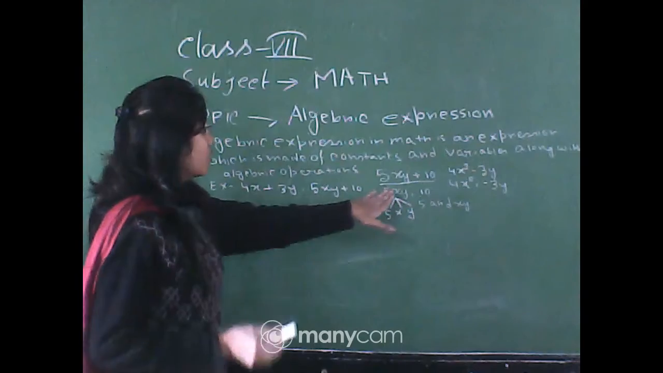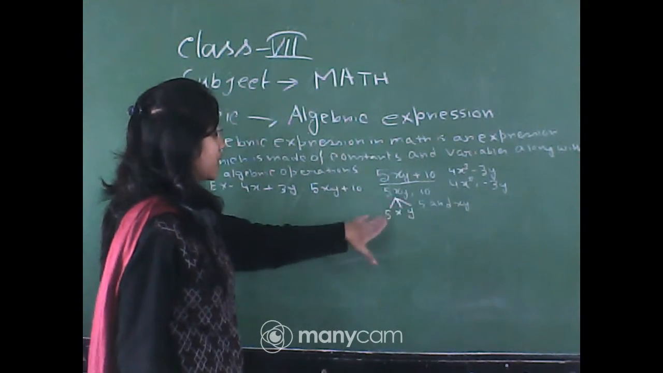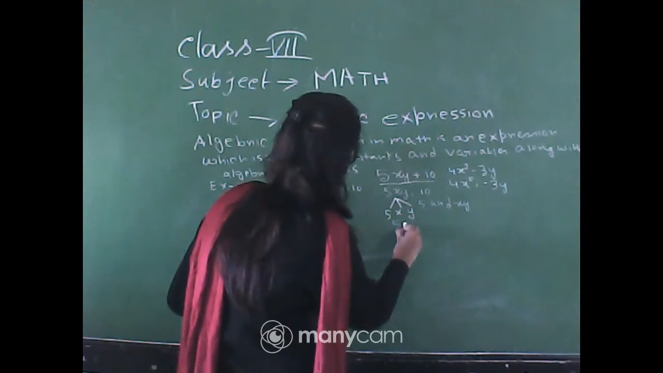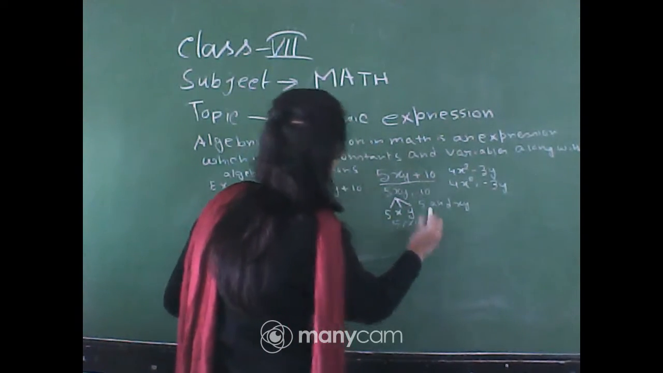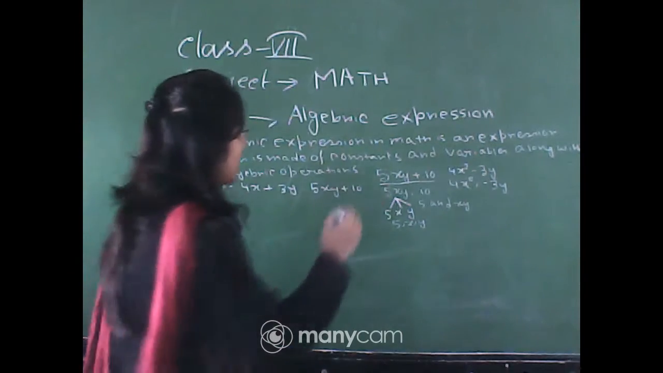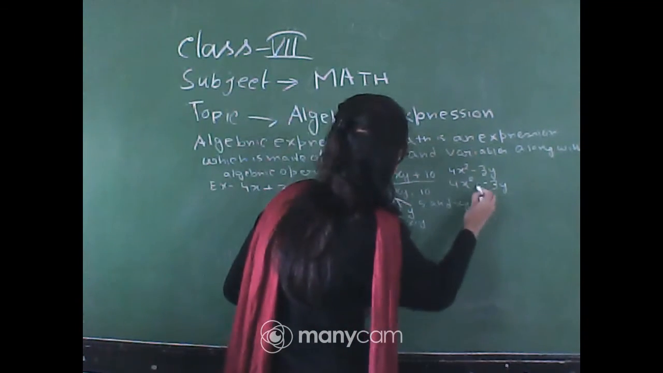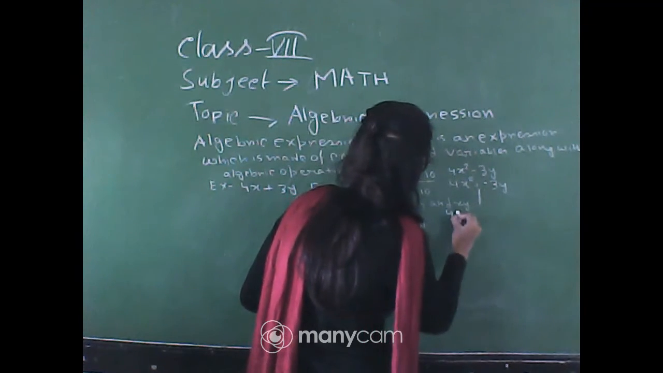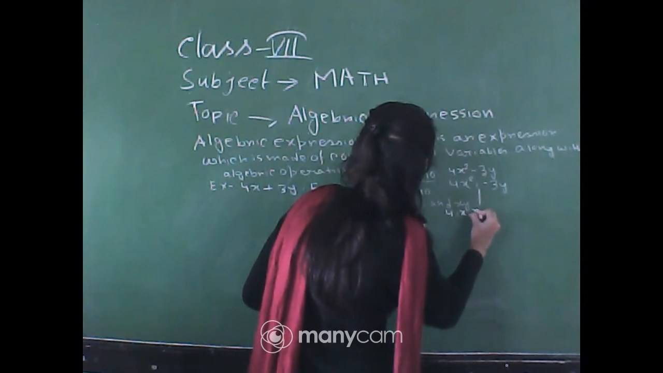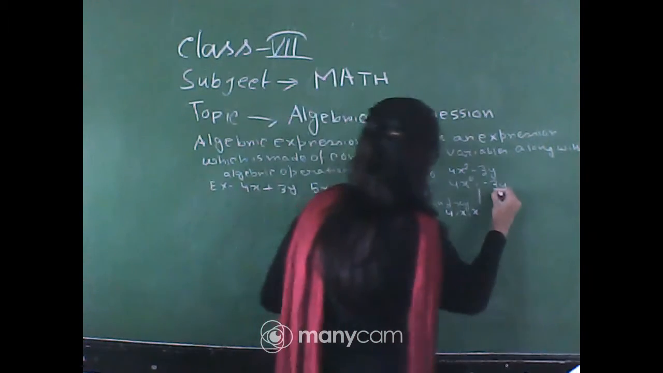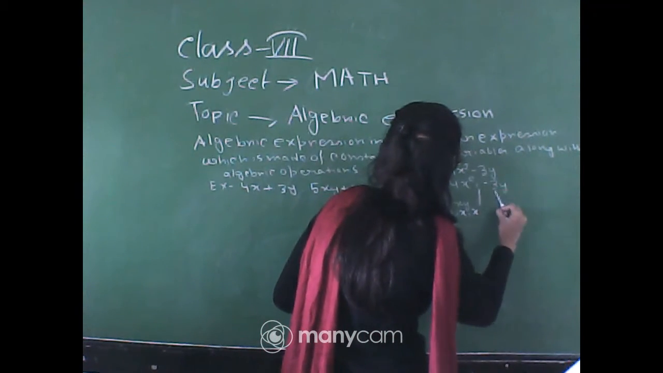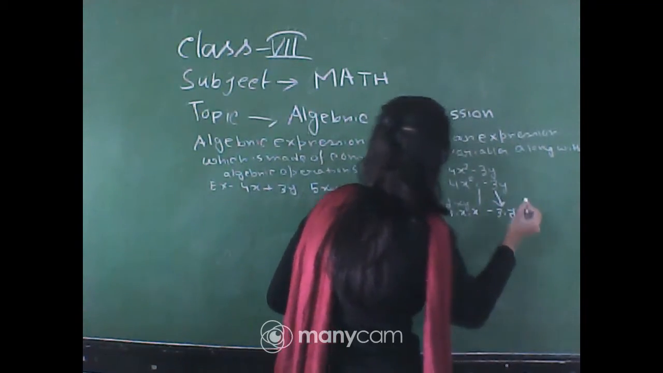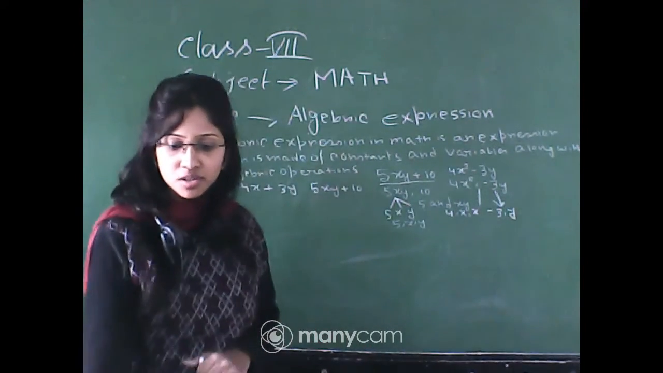Therefore, the factors of 5xy are 5x and y, and the factors of the term 4x square are 4x and x. Also the factors of the term minus 3y are minus 3 and y. Any queries, students? Okay.